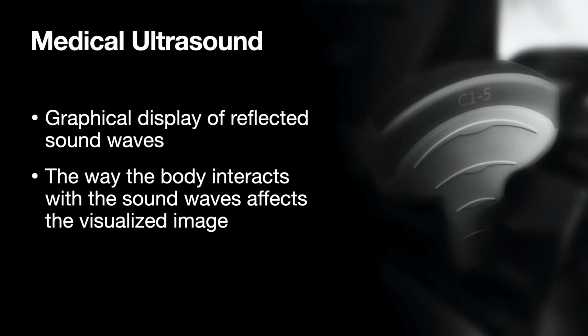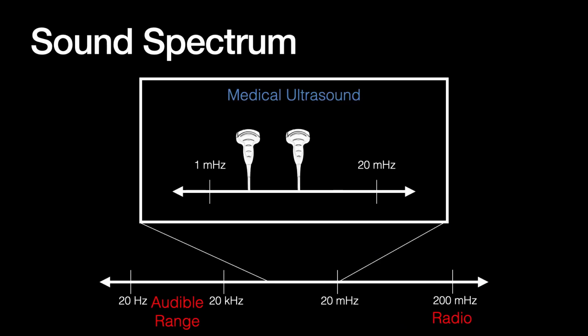go into ultrasound physics. So medical ultrasound is the graphical display of reflected sound waves, right? And the way the body interacts with these sound waves really affects the image that's visualized on the screen. So sound exists along a spectrum, and medical ultrasound exists right in the middle of that, in the 1 to 10 megahertz range, and exhibits all the same properties of sound in any other portion of the spectrum.